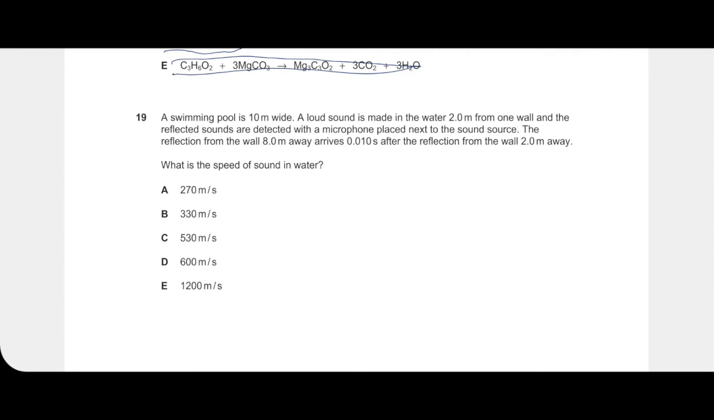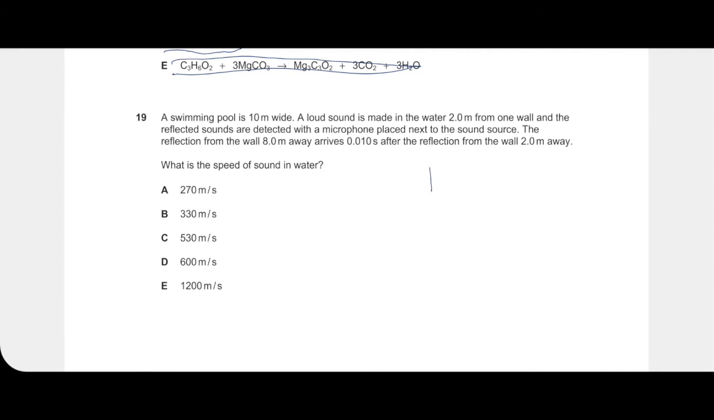So step number 1 for me is to draw a diagram. Step number 2 will be to work out the two distances between each wall and the speaker/detector. Step number 3 is to work out the difference in distance. Step number 4 is to input this difference of distance into speed equals distance over time. And therefore I'll get the answer to the question.